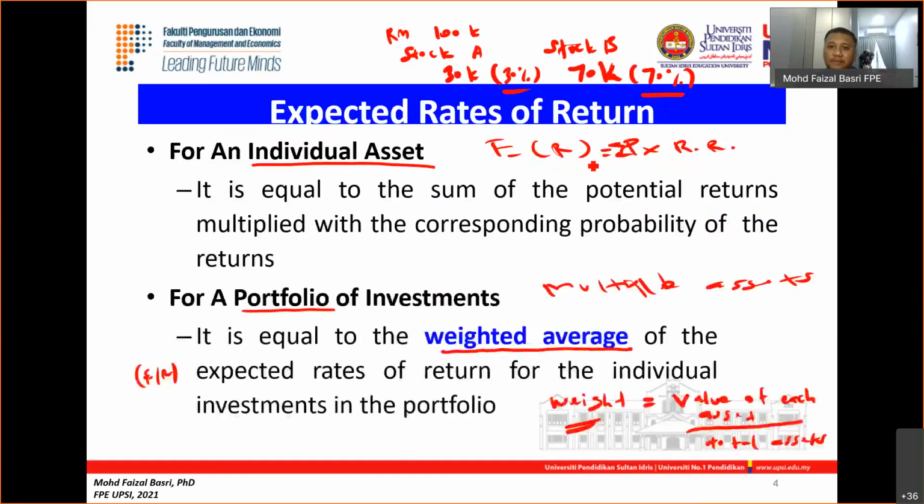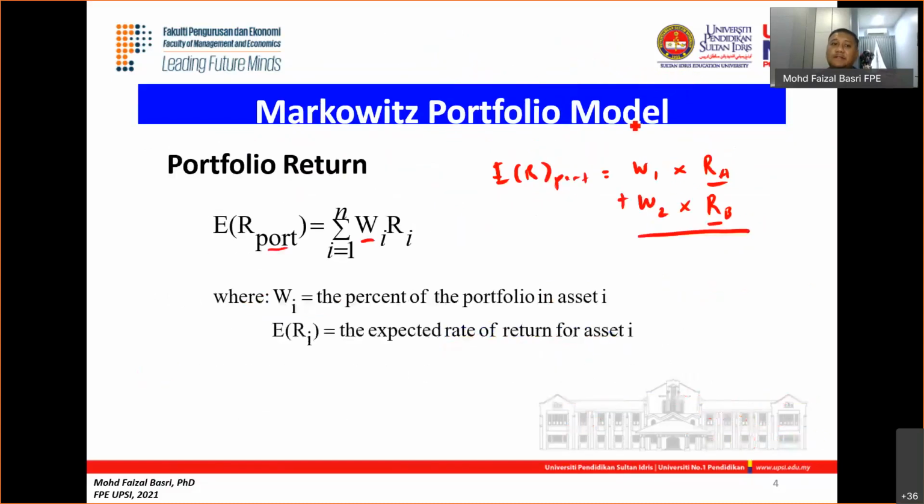The main difference between this part, ER, the sum of P times return, is that for the individual asset we use probabilities, and for the portfolio return we use the weight. In order to calculate the portfolio part, we need to calculate the individual ER first. So this is the ER of stock A and also stock B.